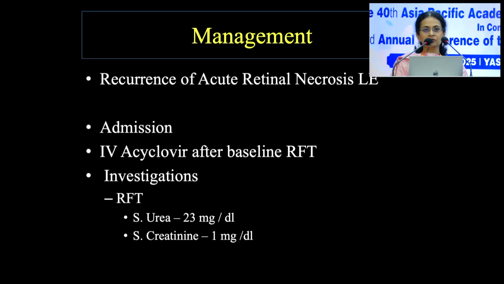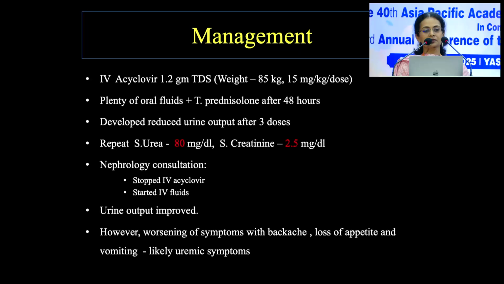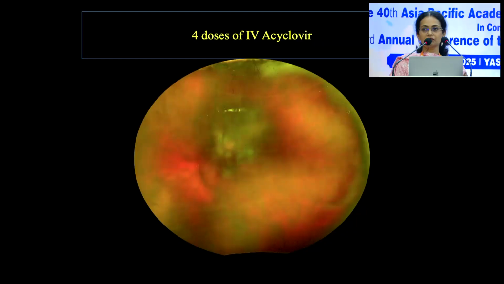So we made a diagnosis of recurrence of ARN and admitted him for IV acyclovir with the baseline RFT. The expected protocol was the same, but to our surprise, after 3 doses of acyclovir, he complained of decreased urine output. He was admitted with us, so everything was easy to manage. His creatinine was high, urea was 80, creatinine 2.5. We stopped IV acyclovir, started IV fluids, got a nephrology consultation.